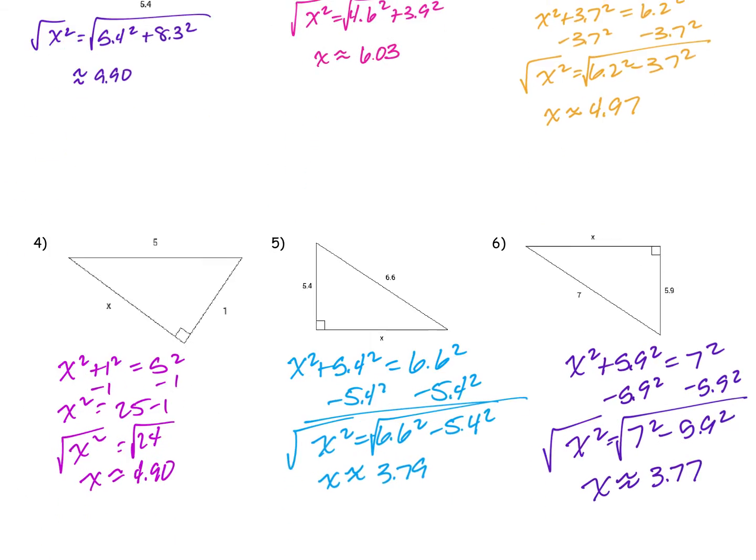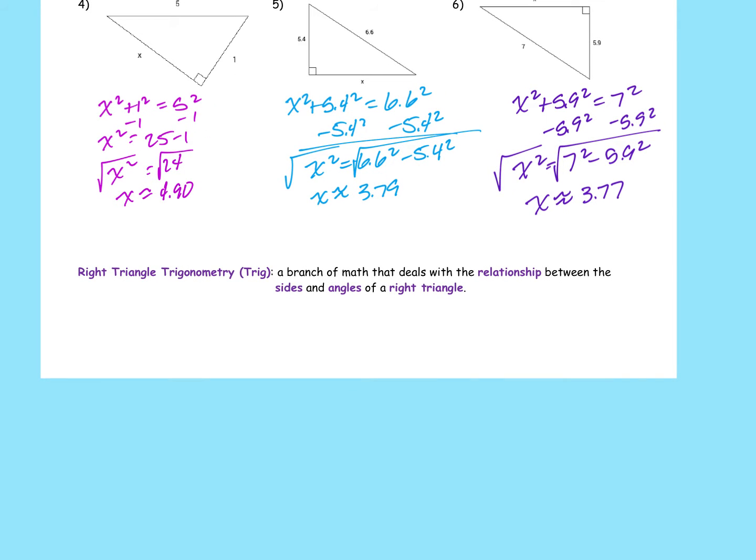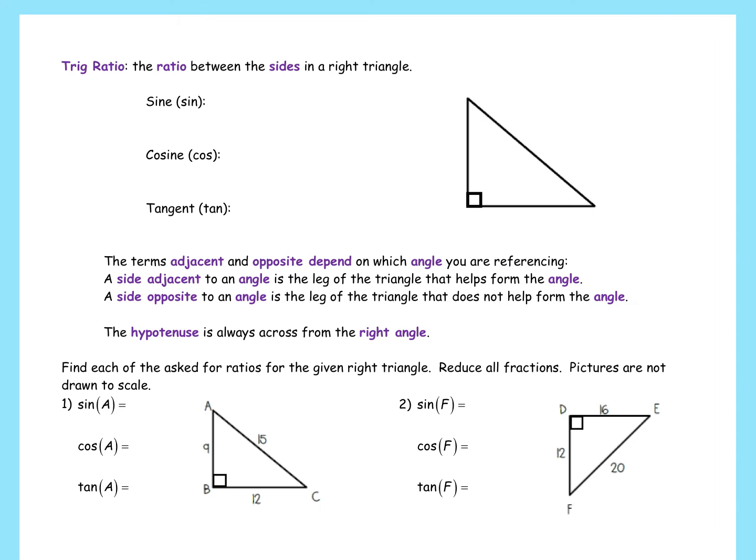So we're going to talk about trig. Right triangle trig is a branch of math that deals with the relationship between the sides and angles of a right triangle. You guys already know that, right? We're just dealing with right triangles today. We're not going to do law of sines, law of cosines. No. We're just dealing with right triangle trig.